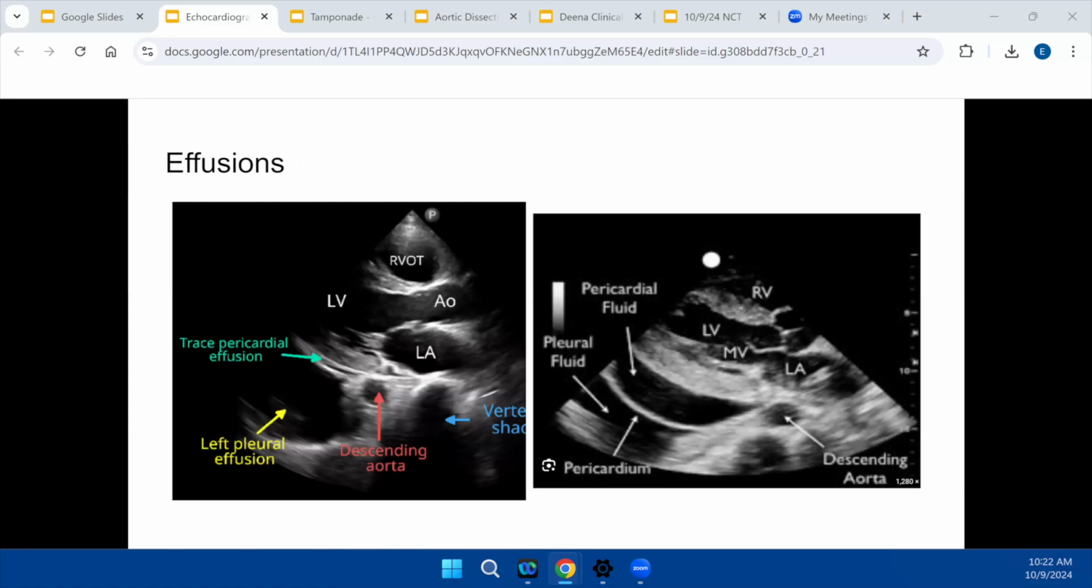Okay. Effusions. There are two types of effusions that you can see, pericardial effusion and pleural effusions. Sometimes you get confused and don't know what this is. It could be both. So you use the descending aorta here as a landmark to see whether this is a pericardial effusion or pleural effusion. Anterior to the descending aorta, probably a pericardial effusion. Posterior to the descending aorta, probably a pleural effusion. And if you see the pleural effusion on your echo, please do a lung ultrasound to confirm that.